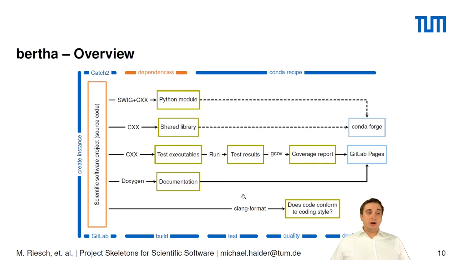And then in another continuous integration pipeline, we have a clang-format that checks if the code complies to our coding style. So we have quality testing and deployment, because the ready-made modules can be deployed on Conda Forge, and you can directly download these things, and the documentation is then pushed to GitLab Pages.